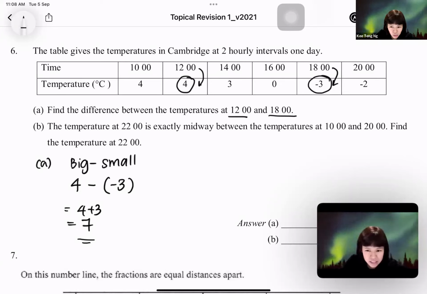Smaller, okay? It's more negative. The more negative the number, the smaller it is, okay? Right, next one, part B.